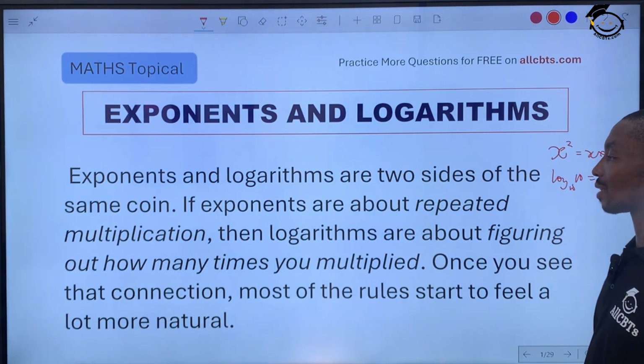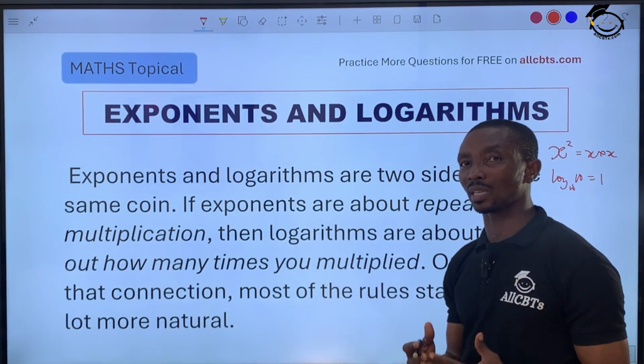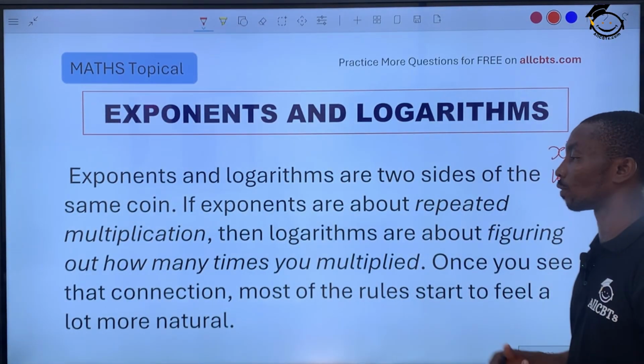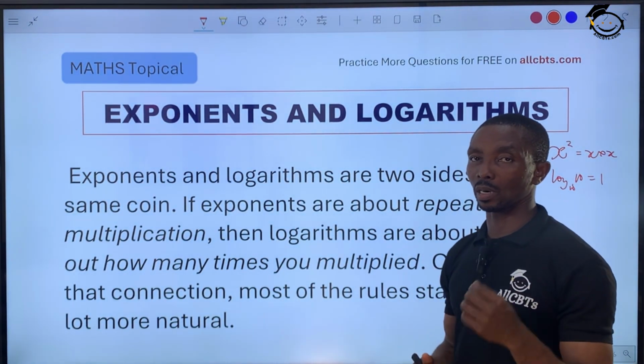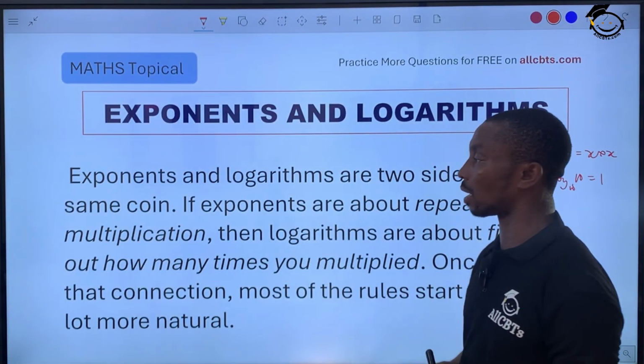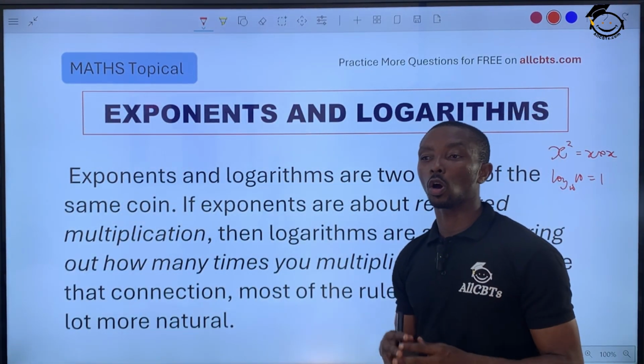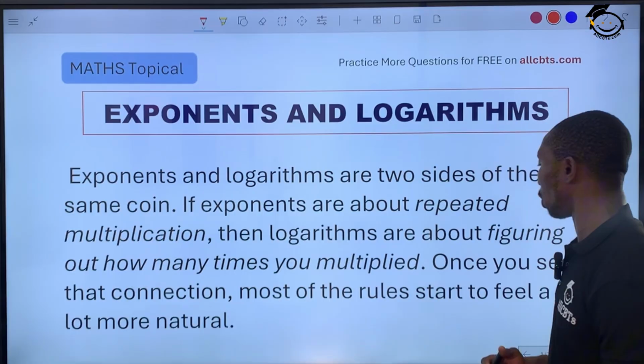Okay, and once you get that connection, once you get that understanding, you'll see that most of its rules, because there are basic rules for both exponents and your logarithm, become easier to understand.